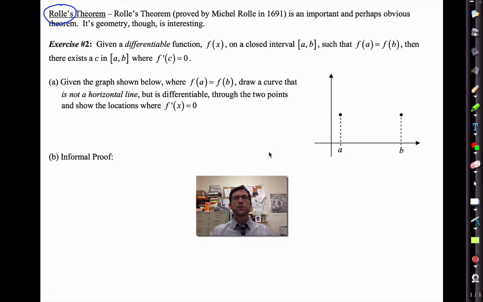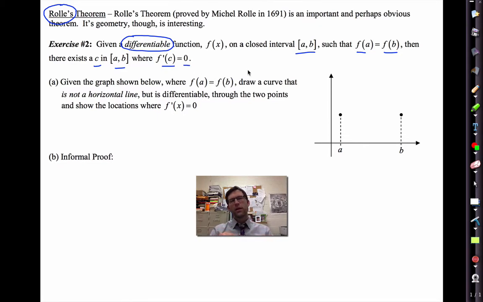In exercise 2, we're now given a differentiable function. Now again, it's important for you to immediately understand what that means. A function is going to be differentiable as long as it's continuous, smooth, no corners, and no vertical tangent lines. In other words, it's got to be a function that's got a derivative everywhere on a closed interval. And then we're told that f of a equals f of b. Then there exists a c in a to b where f prime of c is equal to 0.